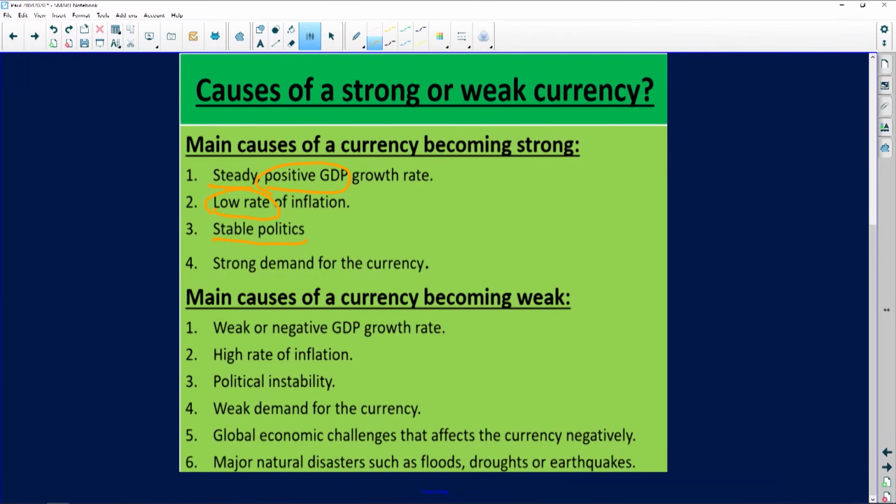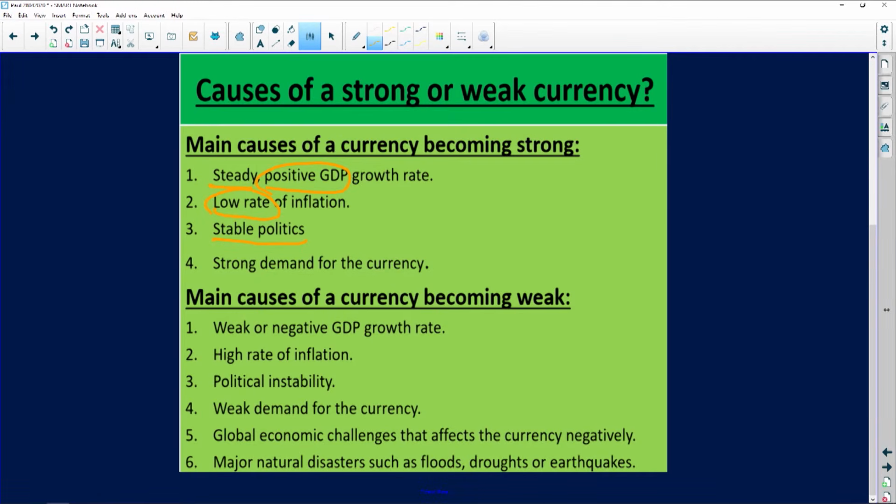stronger rand. Number 4, a strong demand for our currency. Now, we all know if you are overseas, you live in Britain or you live in America, you work with the pound or the dollar, it's nice to have those currencies at hand because it's got a lot of value worldwide. In South Africa, when our currency, our rand is weak, it's pretty safe to say that no one wants our rands. They would rather want to sell foreign currency to us and buy foreign currency from us, but our rand is not at this stage very strong, therefore the demand for the rand will not be that high.